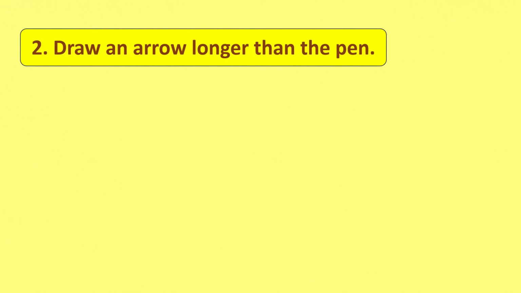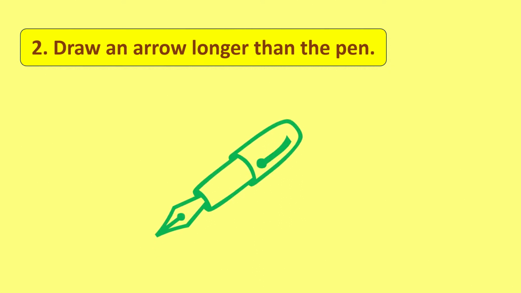It's about to draw an arrow longer than the pen. So we take a pen, and we have to draw a longer arrow. Longer here, bacha, more than that pencil's height. The pen size is over here, as you can see, bacha. It's over here, but we have to draw a longer one.